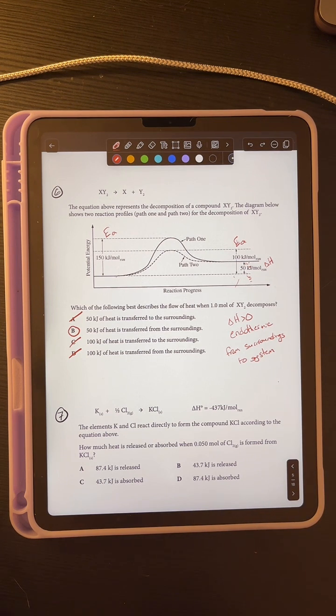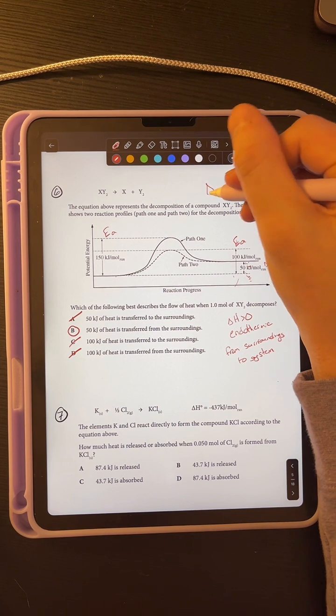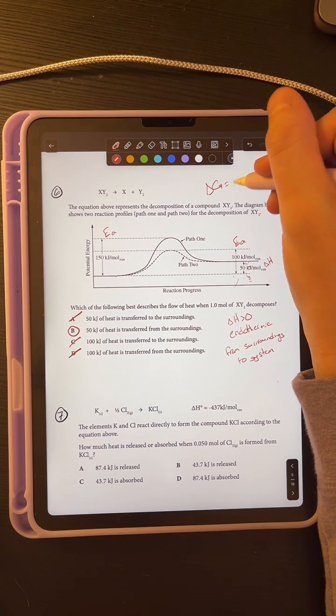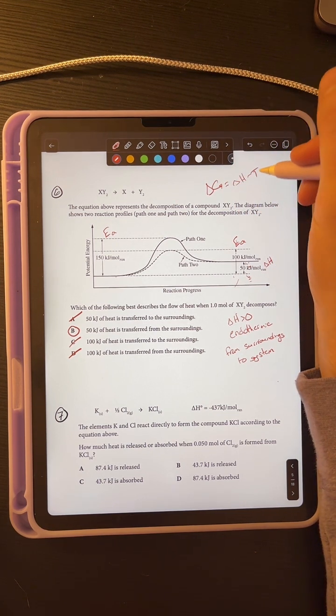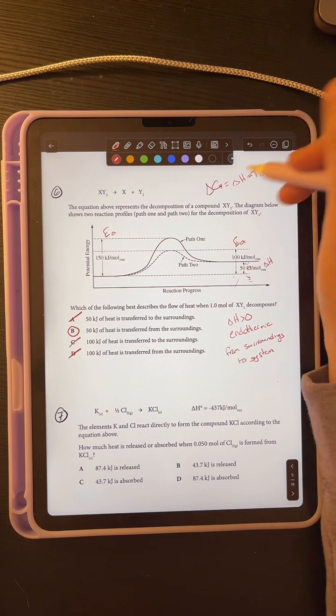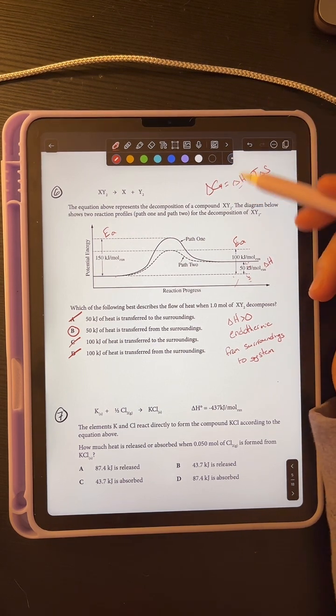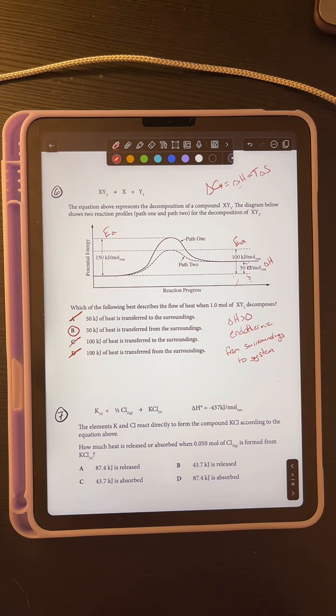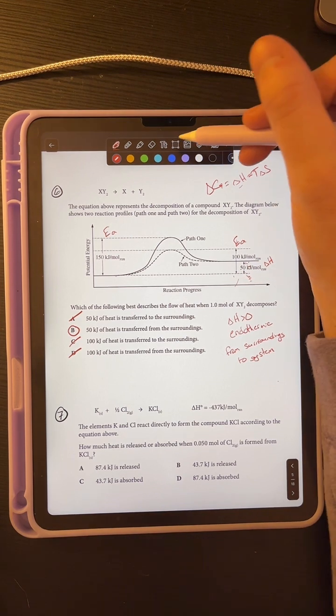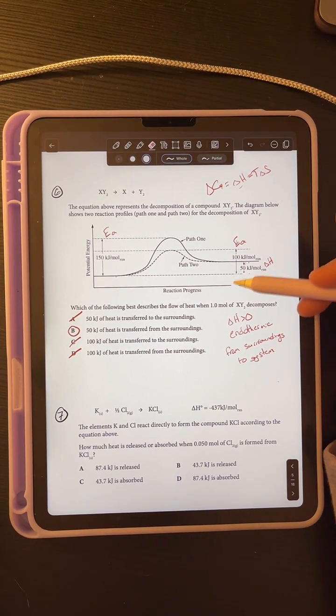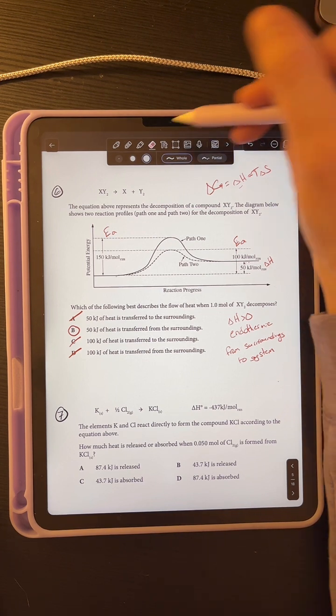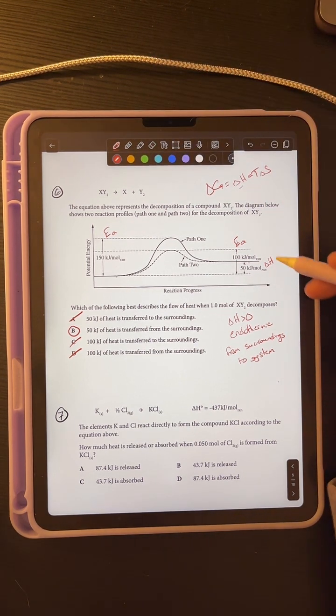That 50 kilojoule difference is not delta G. Delta G, and we'll get to that in a later unit, equals delta H minus T delta S. So that's our Gibbs free energy. It uses delta H, but it's not exactly delta H. So this energy difference here is our enthalpy change, not our Gibbs free energy.